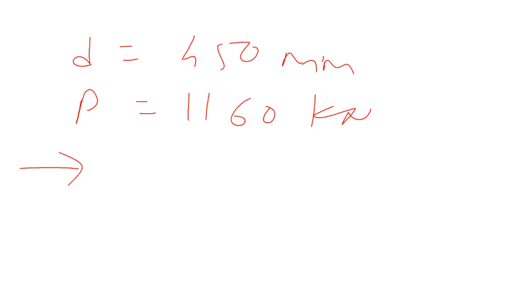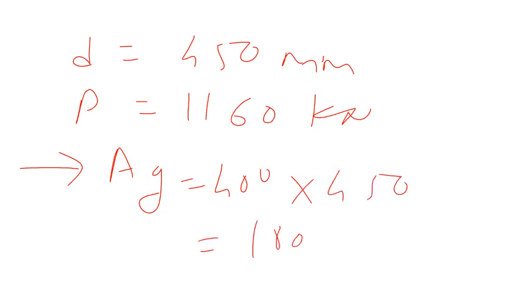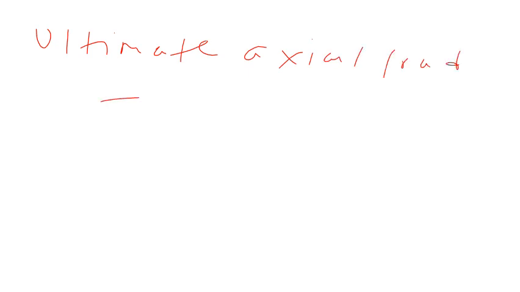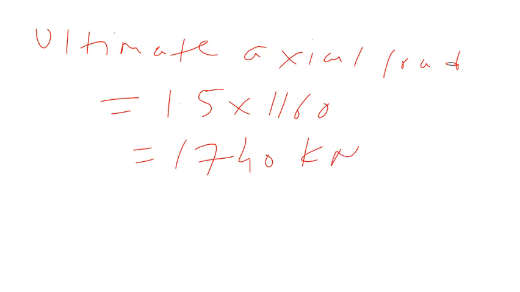So first of all we need to find out the cross section area of the concrete, Ag. So it will be equal to 400 into 450, so this will come 180,000 millimeter square. One more thing we discussed during the theory is that we have to calculate the ultimate axial load, that is factor of safety. We know that 1.5 into 1160, so the ultimate load will be 1740 kilonewton.